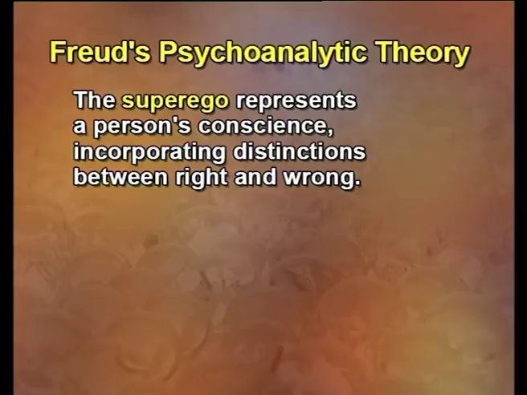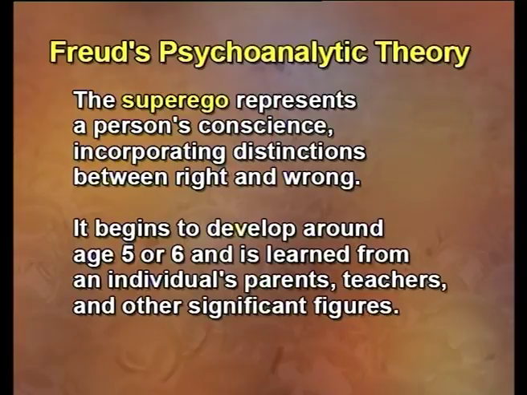Now, there is another aspect of personality which Freud talks about, superego. It represents a person's conscience, the morality arm, and it incorporates distinctions between what is right and what is wrong, and it dictates to the person what he has to do. It begins to develop around the age of 5 or 6, because that is when the learning is strong, and it is learned from the individual's parents, from society, from teachers, from significant others in the community around him.